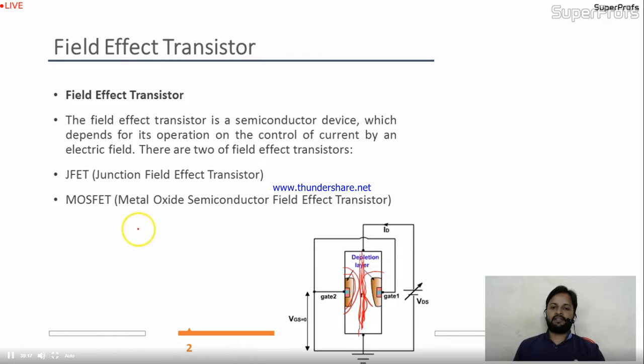So basically field effect transistors are of two types: JFET, junction field effect transistor, and MOSFET, metal oxide semiconductor field effect transistor. So let's come to the JFET and MOSFET one by one.